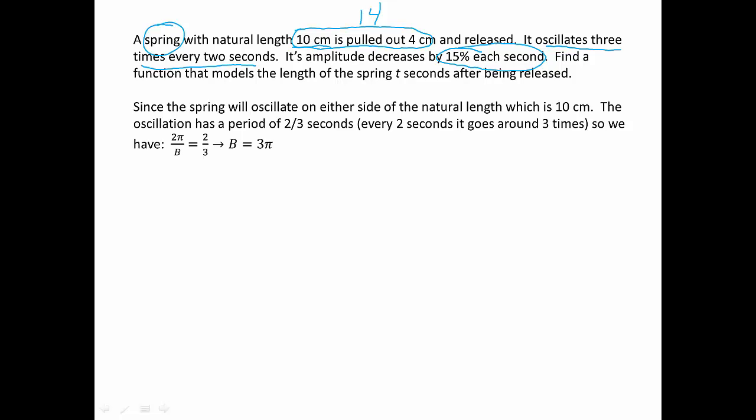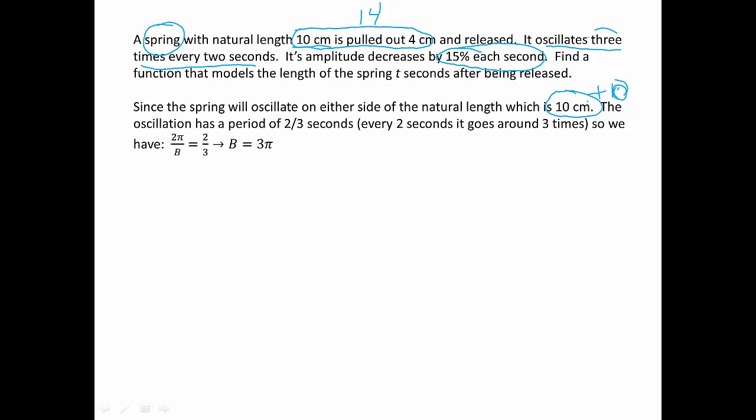The spring will oscillate on either side of the natural length, which is 10 centimeters. What that means is when we're done with our function, we're going to have a plus 10 on the end, because it goes back and forth between above 10 and below 10. The oscillation has a period of 2/3 seconds.